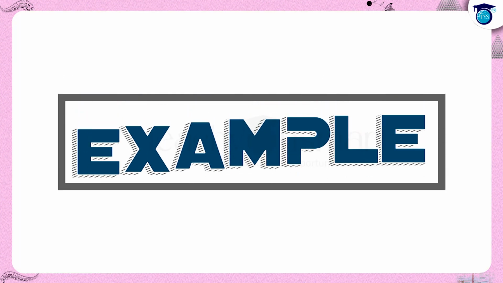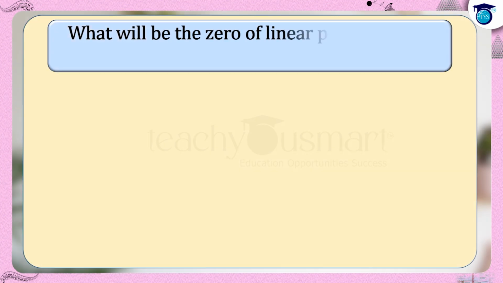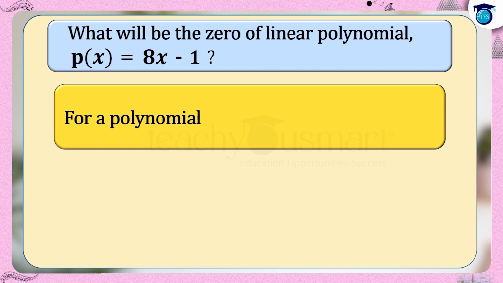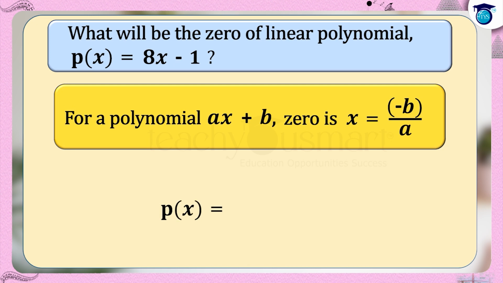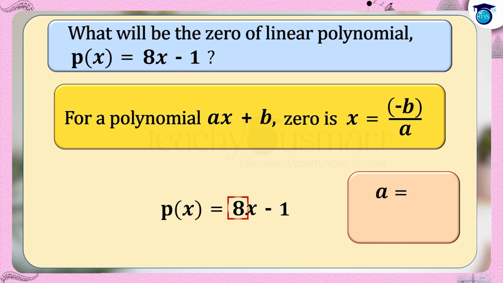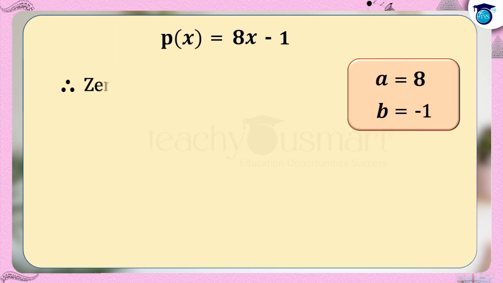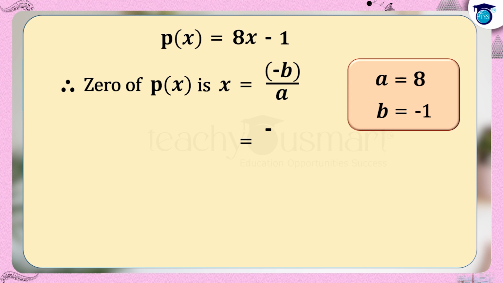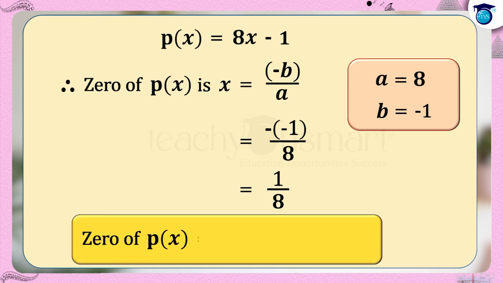Let's do another example. What will be the zero of the linear polynomial p of x equals 8x minus 1? For a polynomial ax plus b, the zero is x equals minus b by a. In the polynomial p of x equals 8x minus 1, the value of a is 8 and b is minus 1. Therefore, the zero of p of x is x equals minus b by a equals minus of minus 1 by 8 equals 1 by 8. That is, the zero of p of x equals 8x minus 1 is x equals 1 by 8.